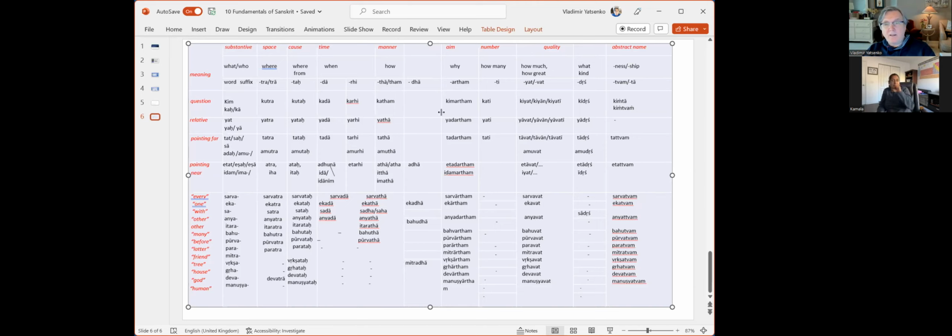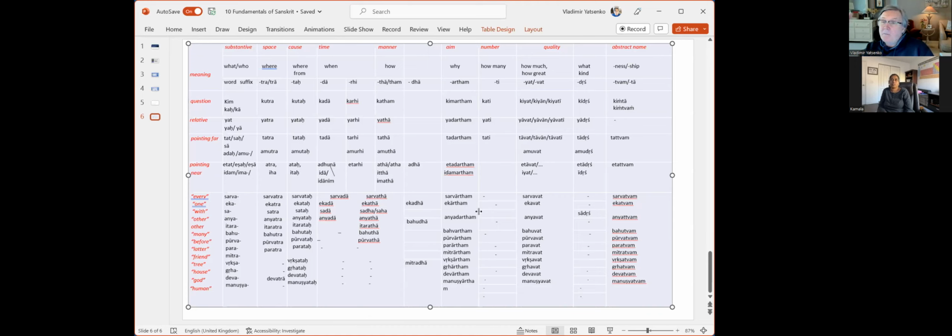It's very similar to tha. I think it's most probably a development of tha in a particular pronunciation. Then we have aim, which is interesting. What for? Dative case. Why or what for? The word artham, which means the object or the aim or the meaning, is added to the questioning word: kim artham. What for? What's the object? What's the aim? Yadartham, relative; tadartham, for that purpose; etadartham, for this purpose.